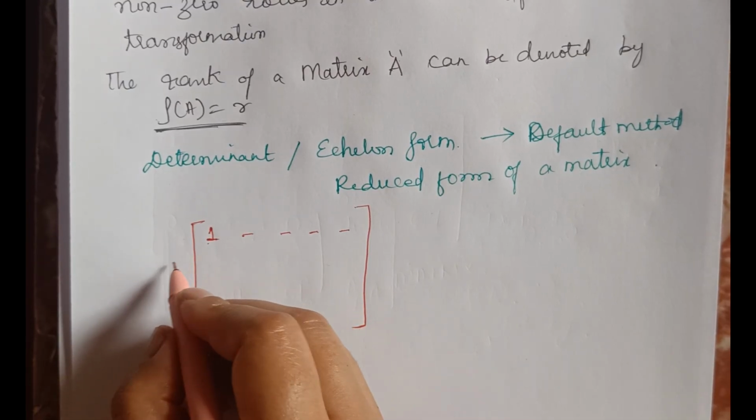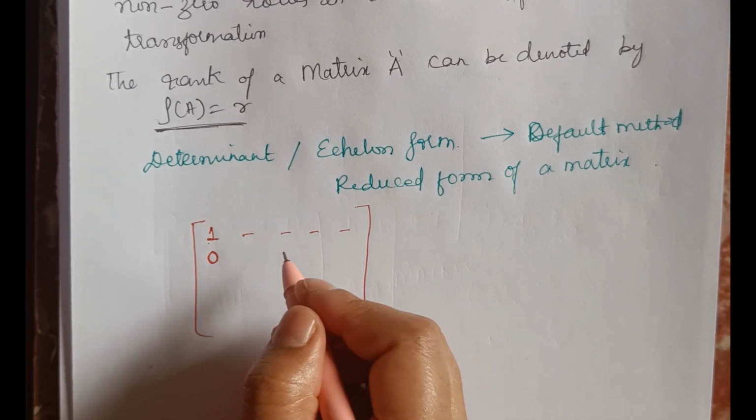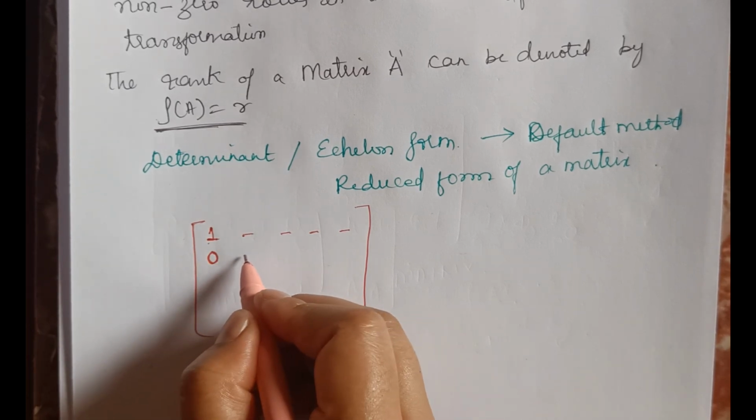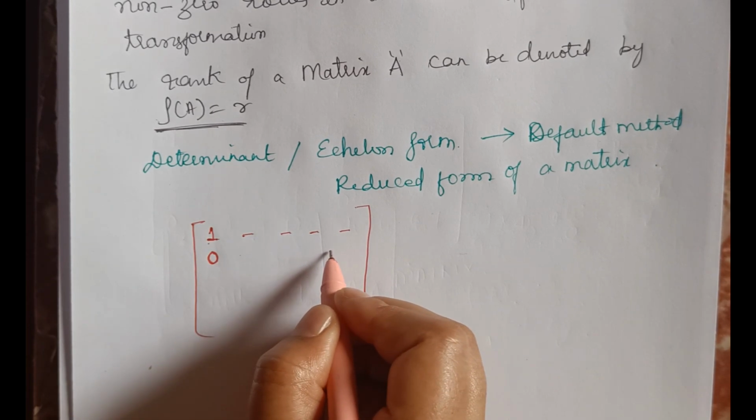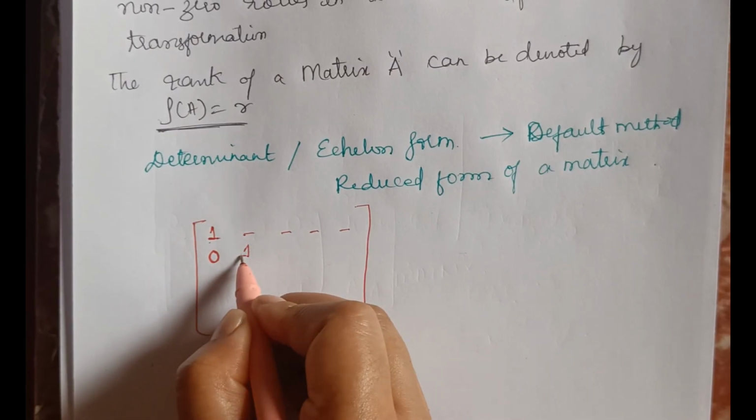Just below the 1, that is in the second row, the first item must be 0. The next elements can be 0, and if by any chance one is non-zero, then it must be 1.